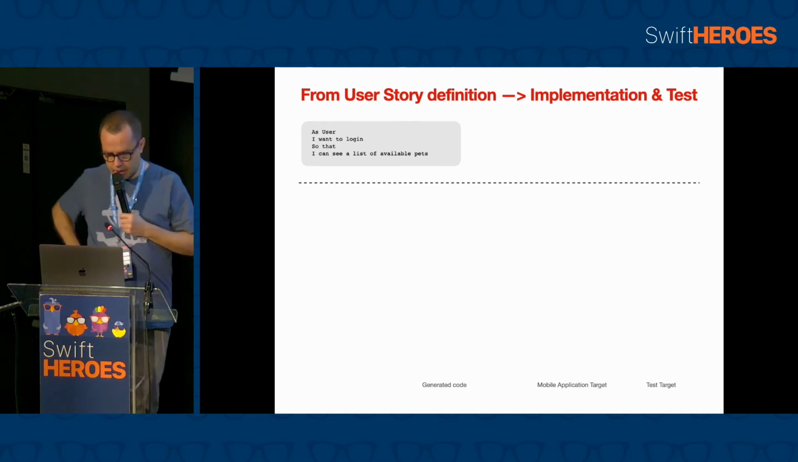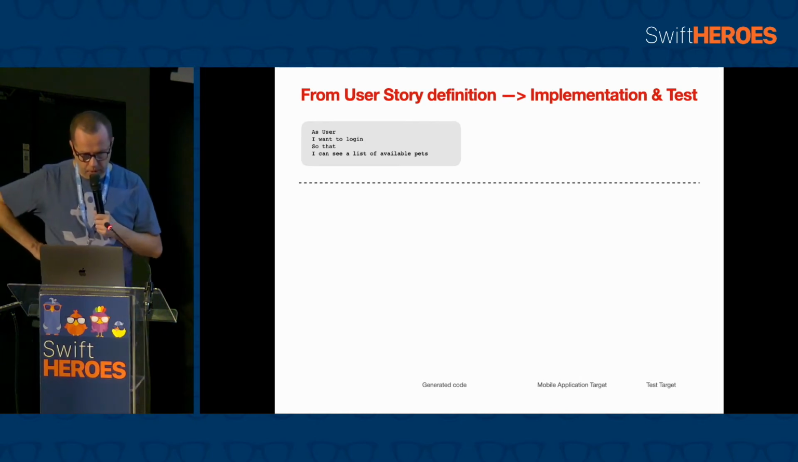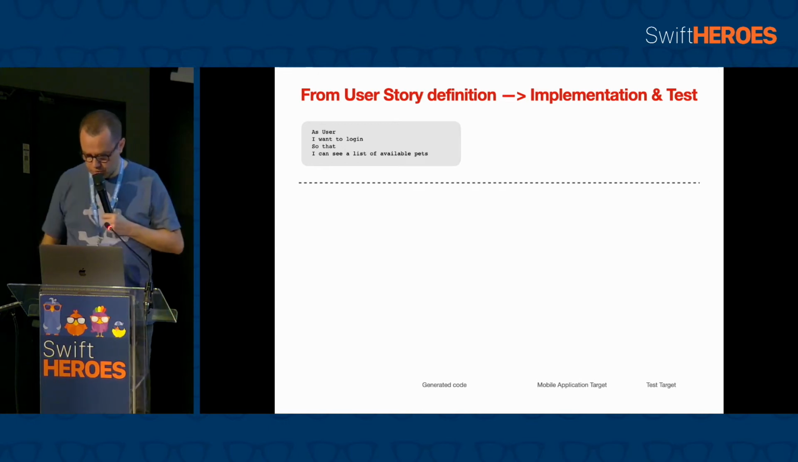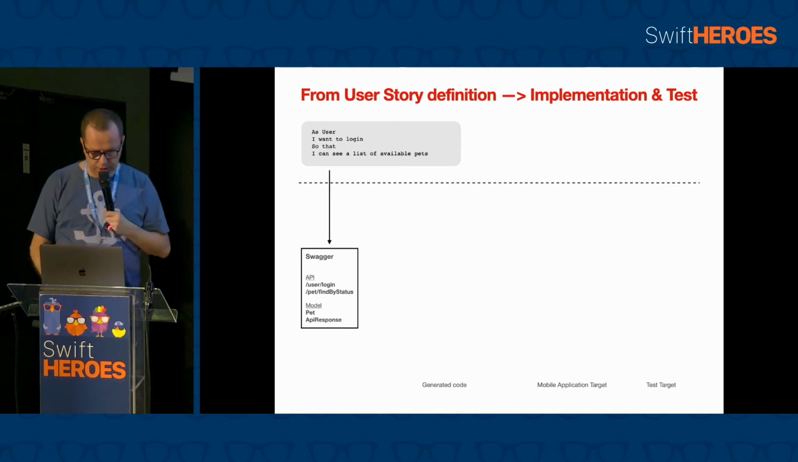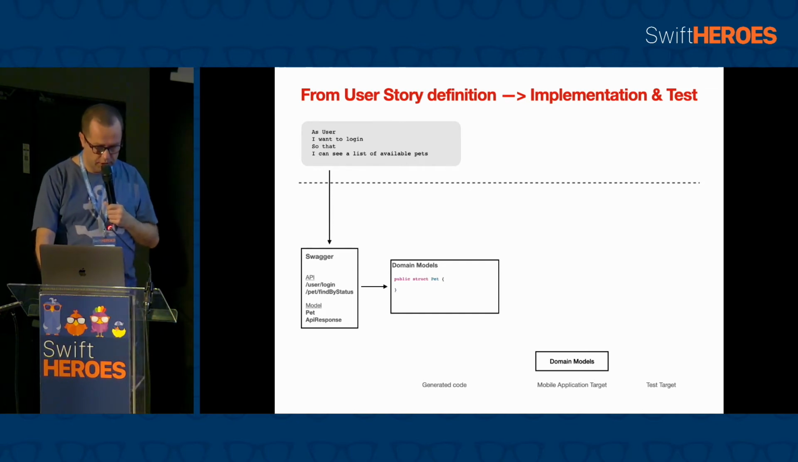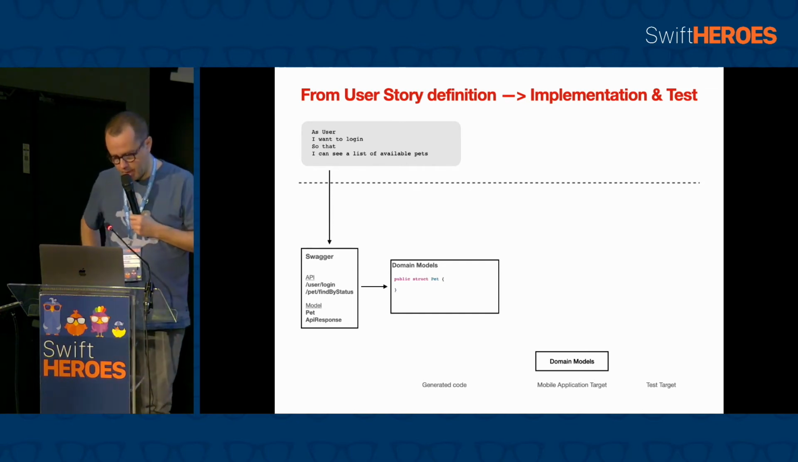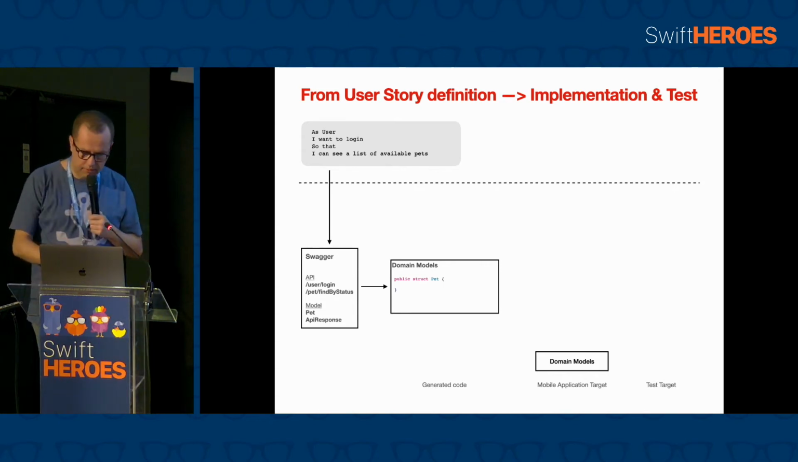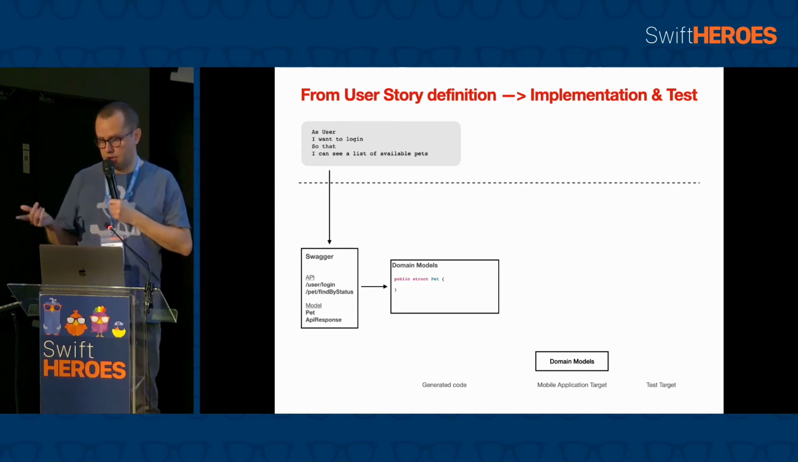Just again, an overview of our development process. The user story is defined. We generate a new Swagger file. We generate the domain models, and we update our mobile application target. By target, I mean Xcode target.